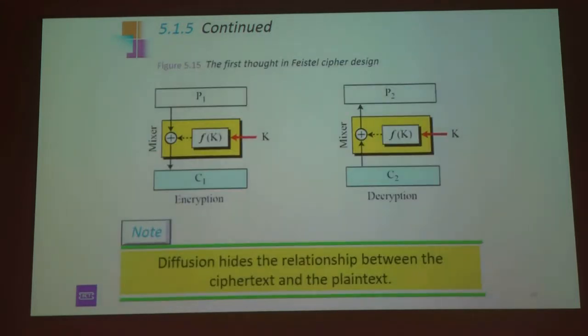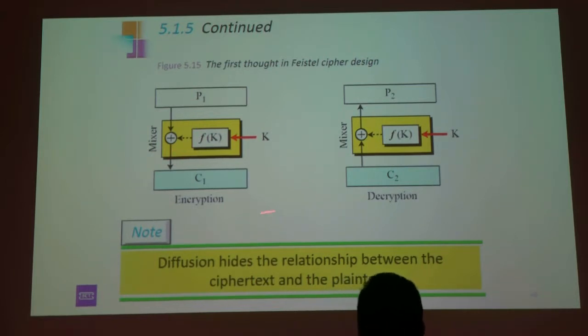All right. So as you see in here, you have a plain text, and there is a mixer. The mixer will have a key. The key will be passed to a function, whatever the function is. The output of the function, which has the key as input, will be XORed, and you have C1, the encryption. That's what we call the mixer. So the mixer usually combines the key with a function and XOR.